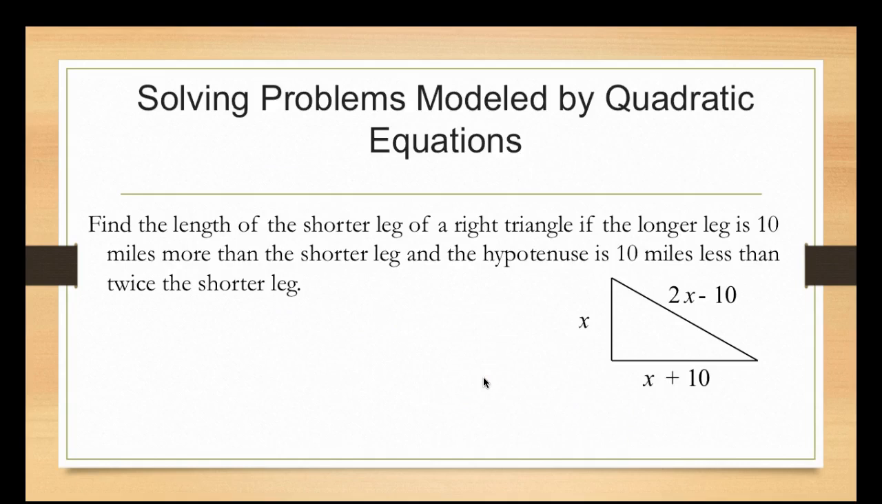All right. So our last word problem. Find the length of the shorter leg of the right triangle if the longer leg is 10 miles more than the shorter leg and the hypotenuse is 10 miles less than twice the shorter leg. Well, I gave you the information here. The shorter leg, the longer leg is 10 miles longer than the shorter leg, and the hypotenuse is 10 miles less than twice the shorter leg. So we want to use the Pythagorean theorem here. Let's square our legs and then take the sum of those. That will be equal to the hypotenuse squared.